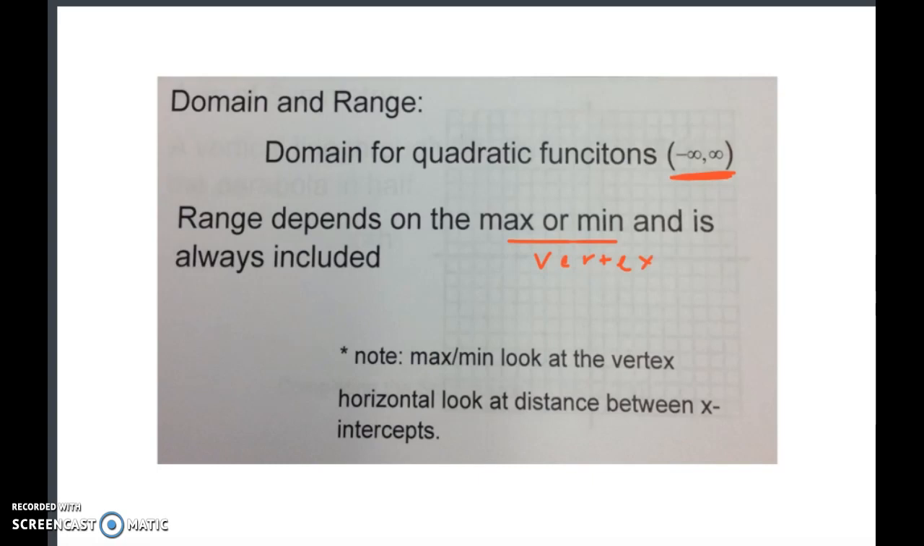And it's always included. So if you've got a max, that means it's going to point down, so it'll go towards negative infinity, and then it's going to use the y-coordinate of your vertex, and that's included. If I were going to have a min, that means it's going to be pointing up, so it's going to go to infinity, and it's going to include, again, the y-coordinate of your vertex.